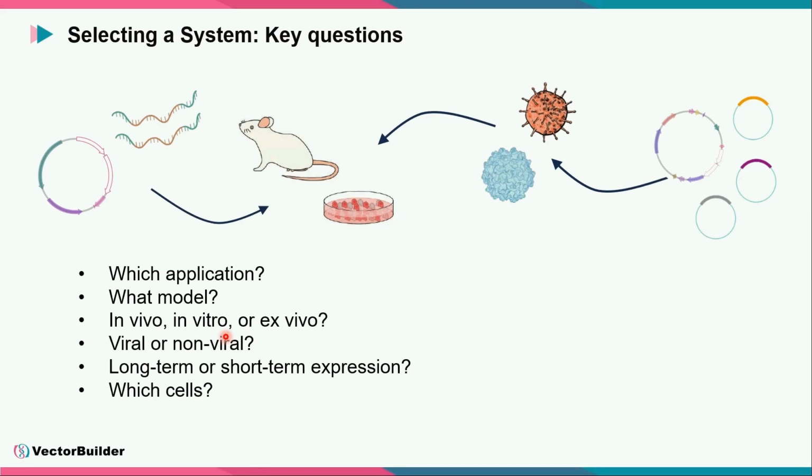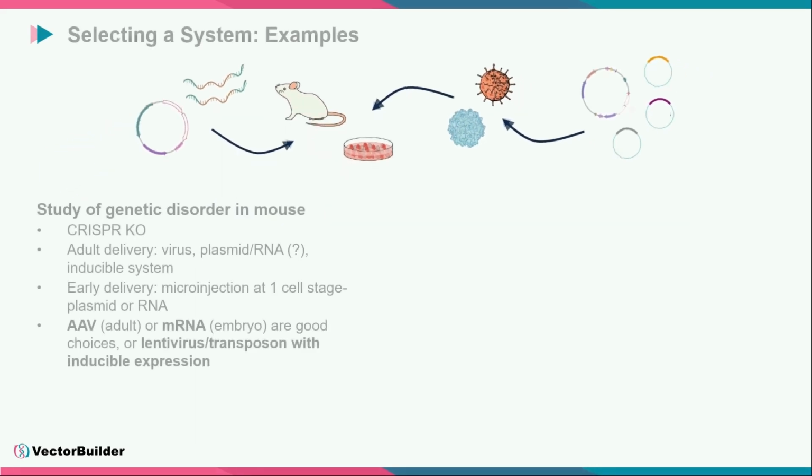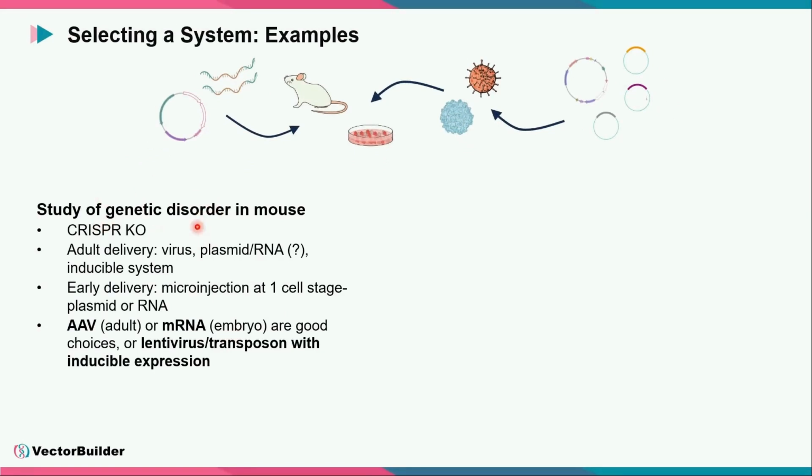But this is a lot of questions, so I felt like it was a good opportunity to go through a couple of examples. For instance, if we want to study a genetic disorder in mouse, for instance, a mutation that causes a gene to be inactivated, then we're going to want to use a CRISPR knockout. Now, if this gene that we're interested in is really, really important for early development, if we cannot make, for instance, this mouse without this gene being active, then we're going to want to target the adult cells. So we're going to need to deliver those CRISPR components to the adult using either a virus or possibly a plasmid or RNA.